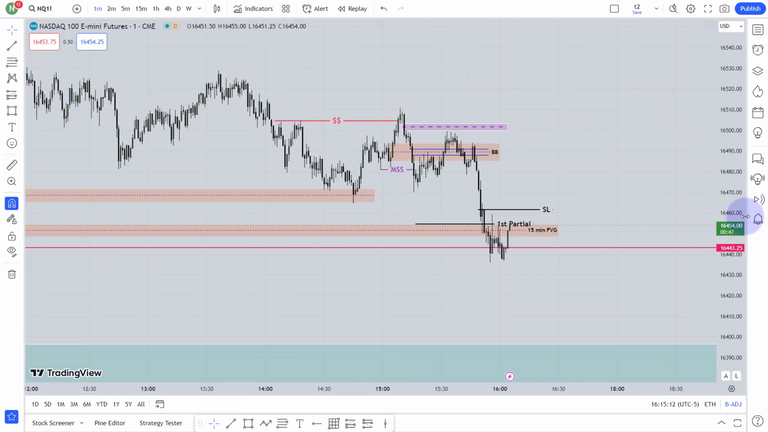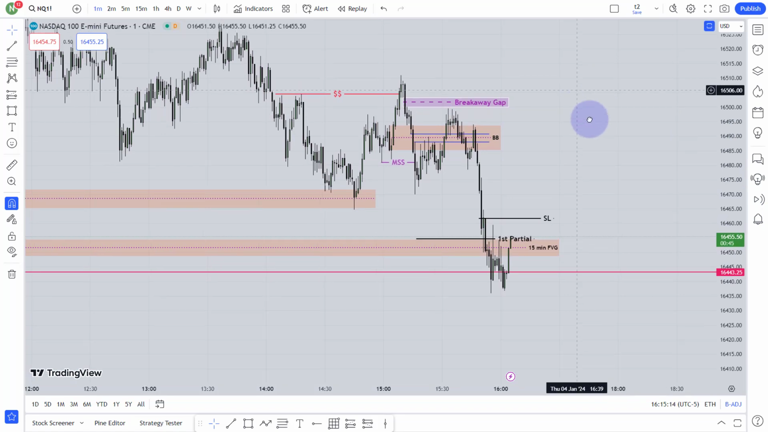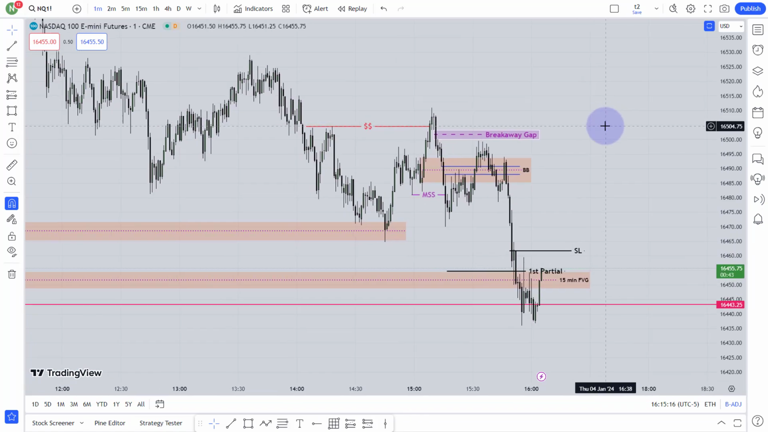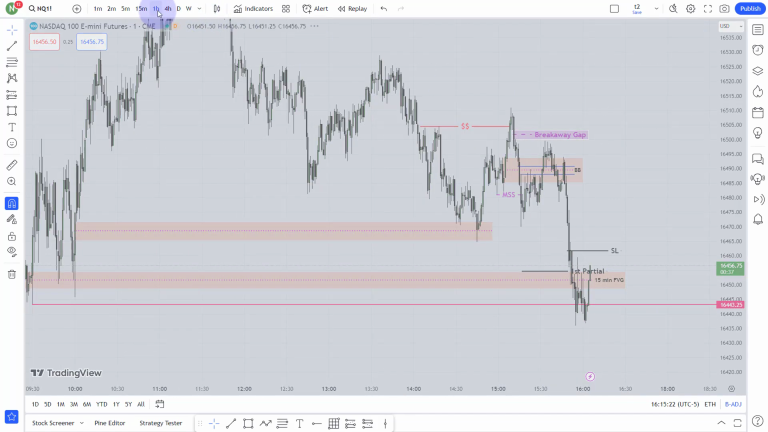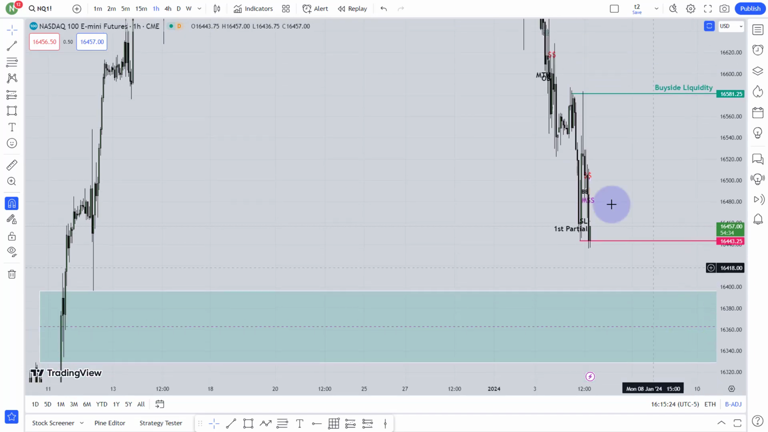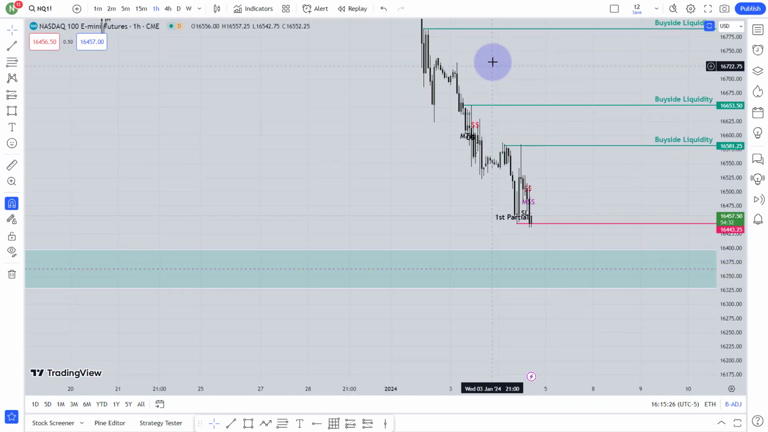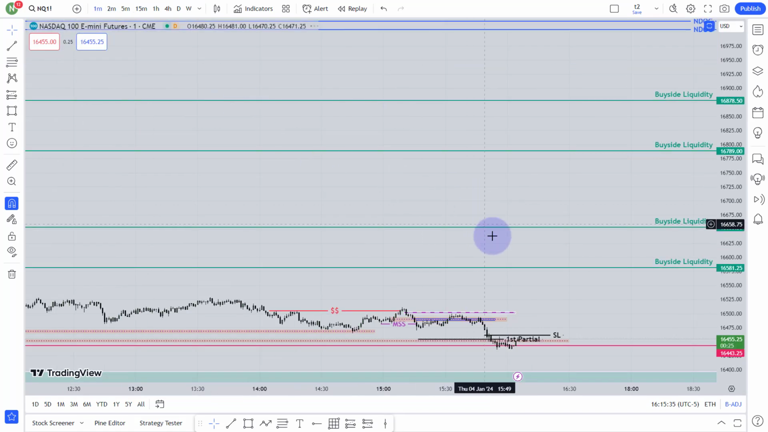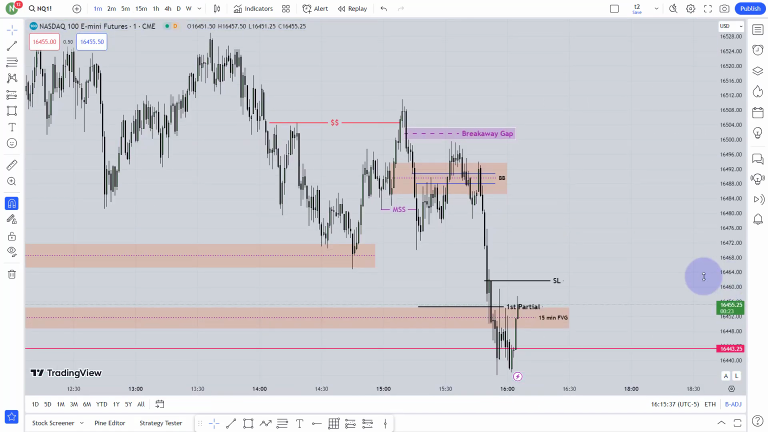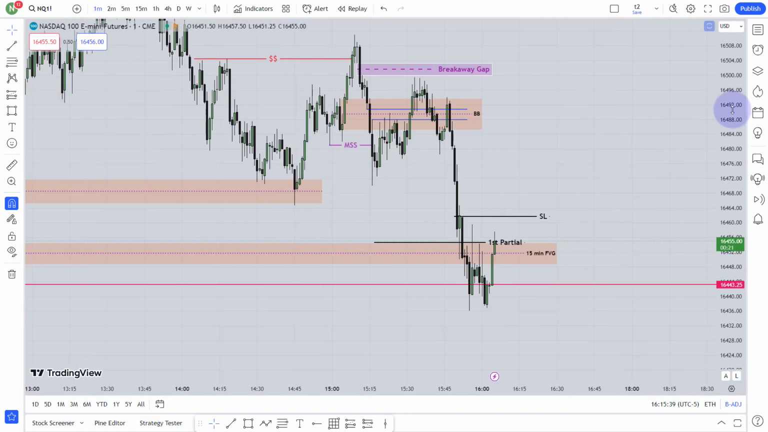Now, this is part of the narrative. What day is today? Today is Thursday. So this is the continuation of the expansion. Yesterday, let me show it to you. Yesterday we got a lower run. That was the expansion from Wednesday. We have to expect that market will go lower today as well because this is the continuation of the expansion.